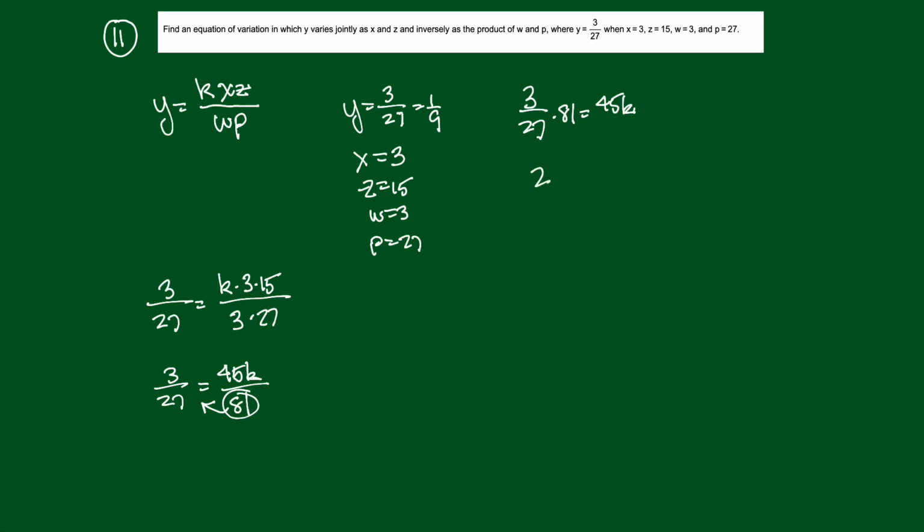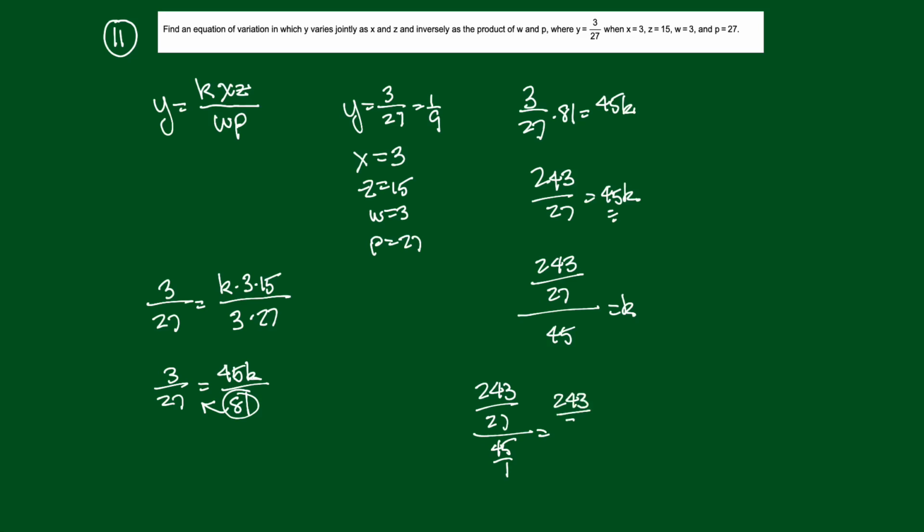Now, 3 times 81 is 243 over 27 equals 45k. Now let's divide by that 45. So we'll get 243 over 27 divided by 45. That's equal to k. Now this 243 over 27, this is the same as divided by 45 over 1. So I'll get 243 over 27 times, invert multiply, right? 1 over 45. So in my calculator, I'm going to put 243 divided by 27 times 1 divided by 45. And I get that this is equal to 0.2. So that's k. So here's my equation of variation. I'm going to write it up here on the top right. Y is equal to 0.2 xz, all divided by WP.